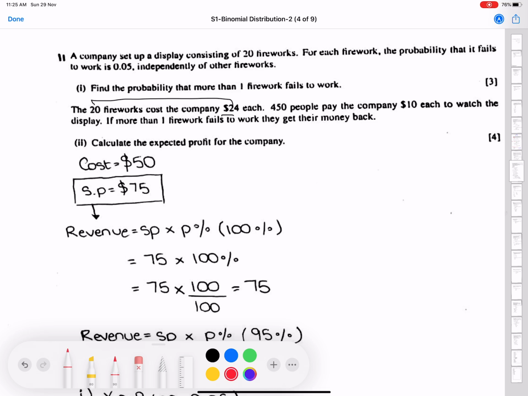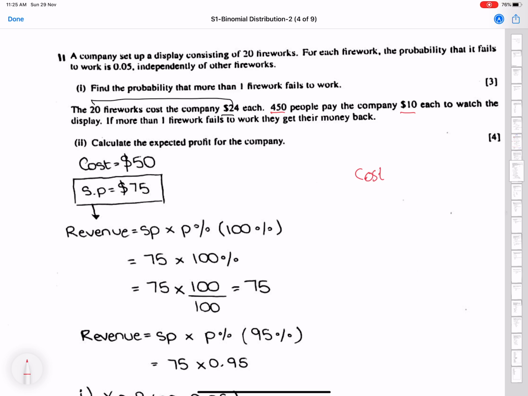Now 450 people pay the company $10. Now this will give you selling price. So I'm just writing here. Cost will be 20 into 24, which will make 480. And selling price, I think that this term is better, will be 450 into 10. This will be $4,500.